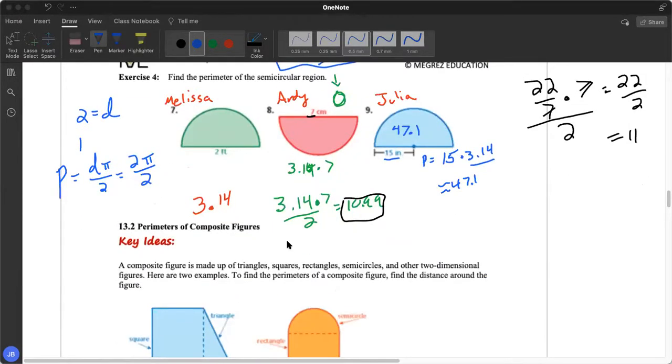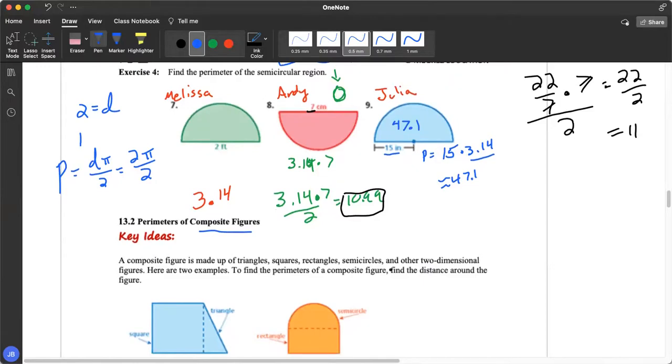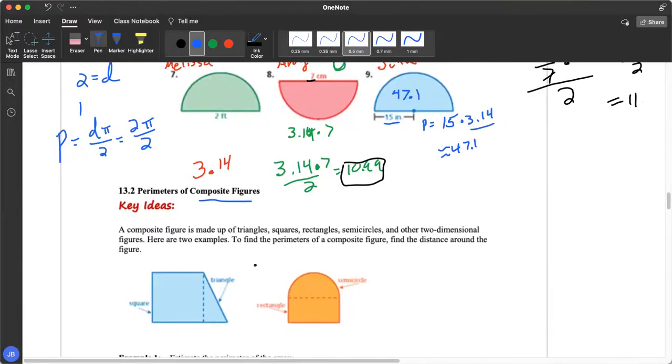All right. Now, I think we did some of these in pre-algebra A. So we're looking at perimeters of composite figures, and maybe we did just area. I can't remember exactly, but we definitely looked at composite figures. A composite figure is made up of triangles, squares, rectangles, semicircles, and other two-dimensional figures. They put in 2 examples here. To find the perimeters of these composite figures, we find the distance around the figures.